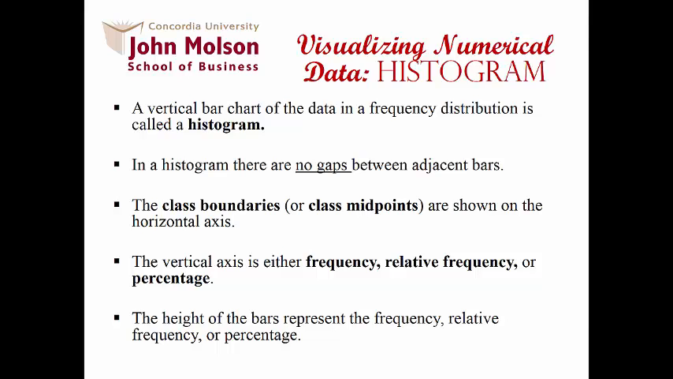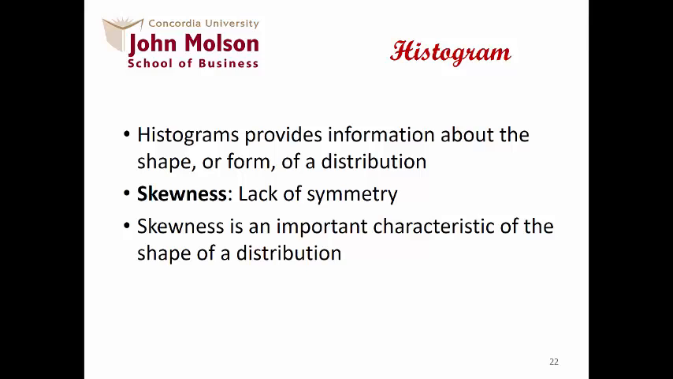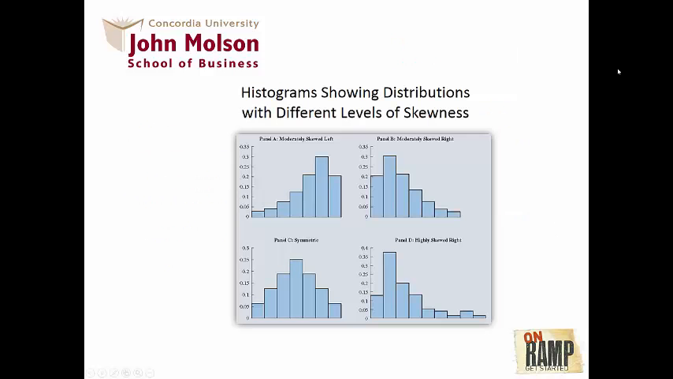The class boundaries and the class midpoint are shown on the horizontal axis, and the vertical can be frequency, relative frequency, or percentage, and the height corresponds to those numbers. The histogram provides the information about the shape of the distribution. If I have a lack of symmetry, symmetry would be in the center. You will have like a mirror, and what happened before the number and what happened after should look the same. So when it's not symmetrical, we say it is skewed. So this is a property about the shape of the distribution.